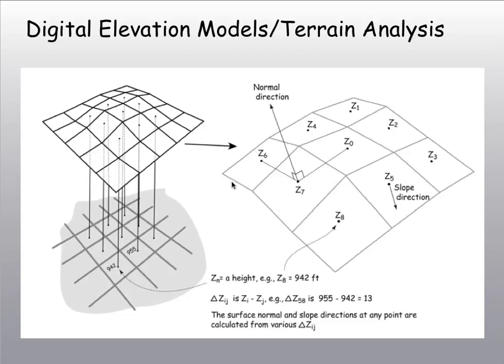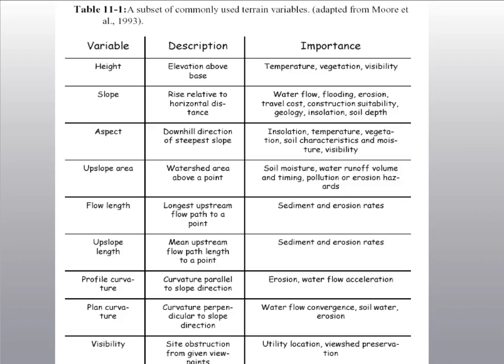And we use these delta Zij's to calculate many of our terrain metrics, things like the slope amount or the aspect, which is the slope direction. A bunch of things we can calculate. Those are described in the text in the reading, so take a look at those.